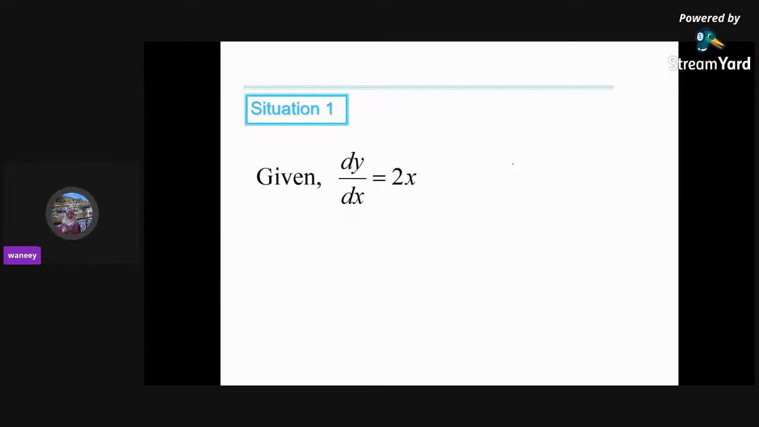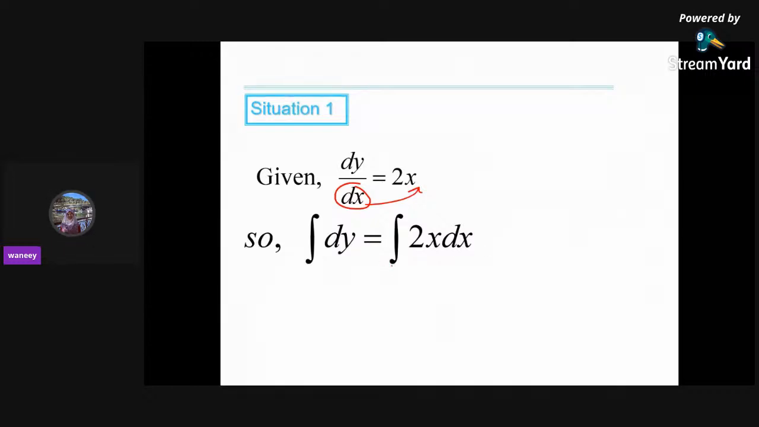You should be able to see we have the dx in our denominator, so we should bring it up to the right hand side. So we are having dy equal to 2x dx. How do we know we can easily integrate them? On the right hand side, there are no more terms in terms of y. That means we can easily integrate them.